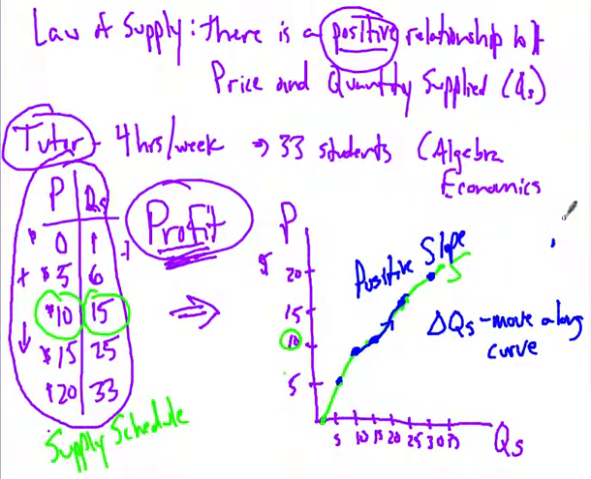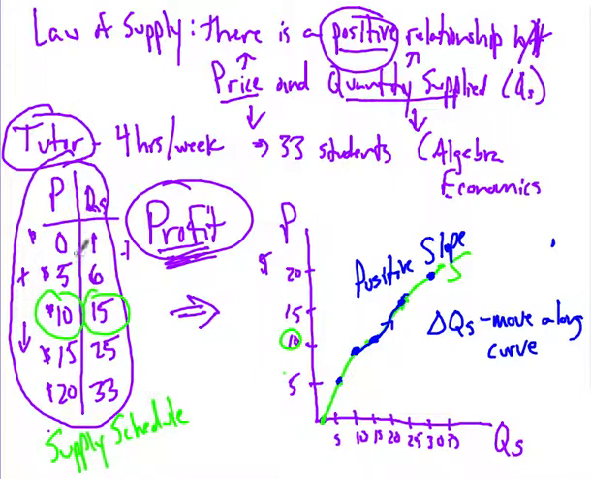Let's just recap one more time. This is the law of supply. There's a positive relationship between price and the quantity supplied, meaning that if the price goes up, the quantity supplied goes up. If the price goes down, the quantity supplied goes down. It is driven by the profit motive. As the prices rise, there's more profit to be made, and we can graph all this out.